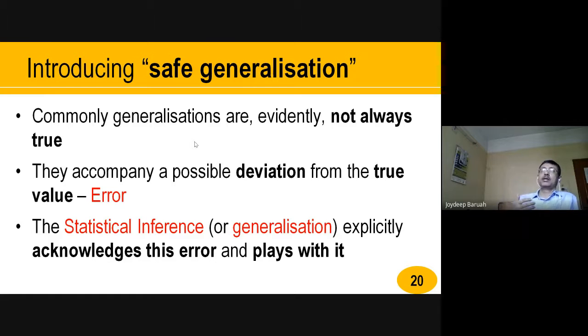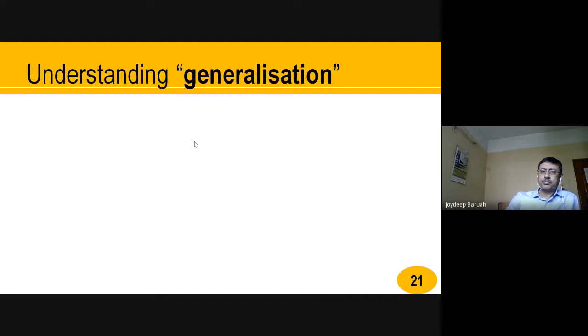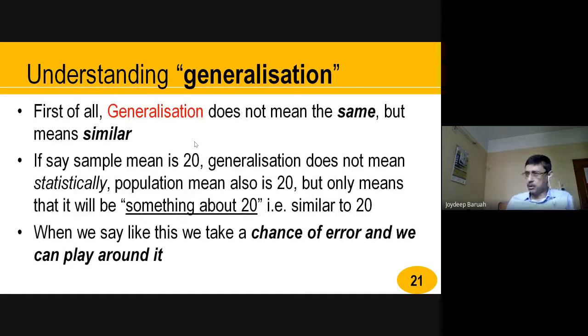So minimum, how can we get better estimation? We can get better estimation by reducing the sample error. So we try to play around it. All right, now how do we do it?